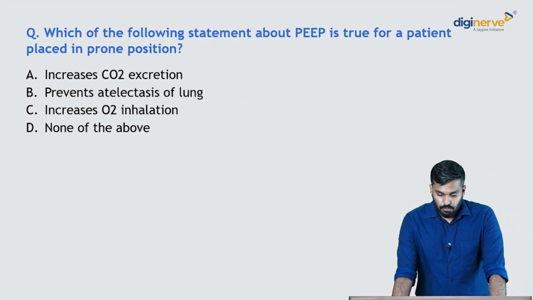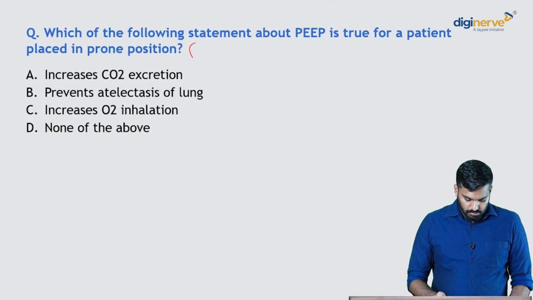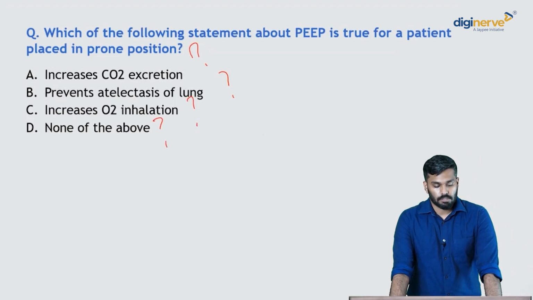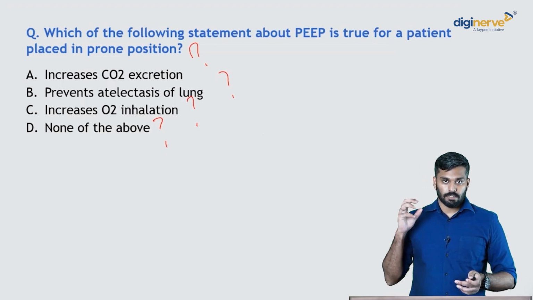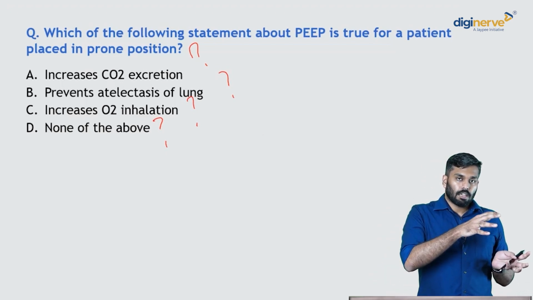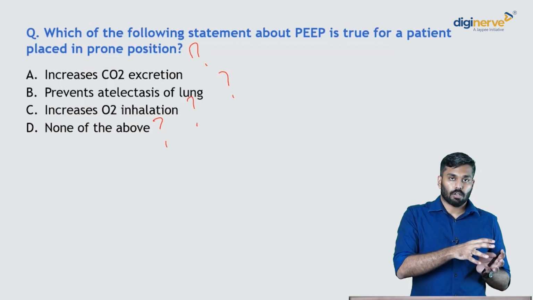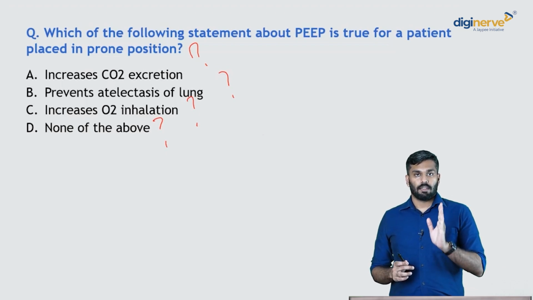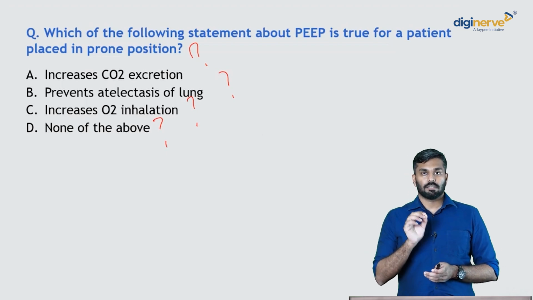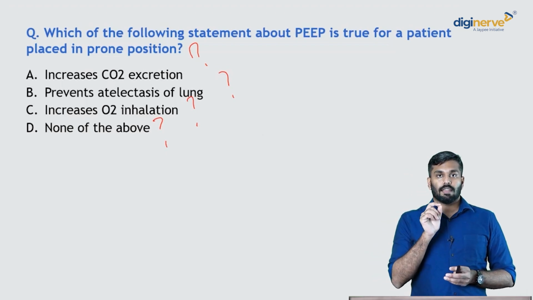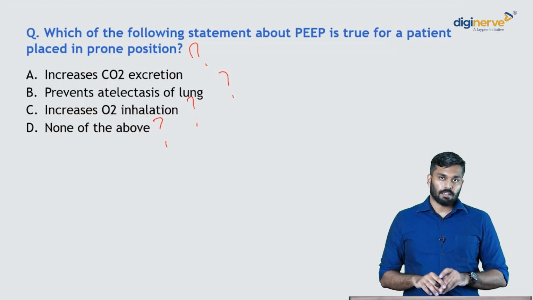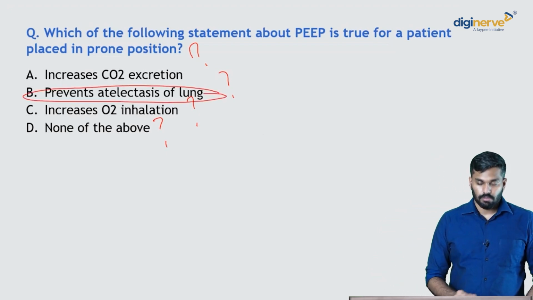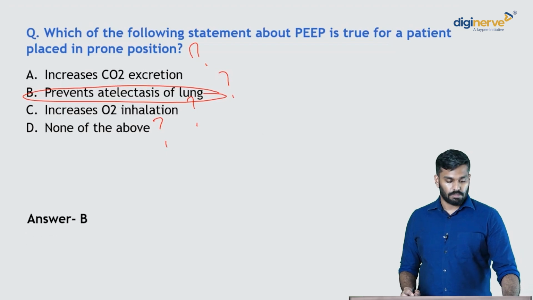Which of the following statements about PEEP is true for patients placed in prone position? Increases CO2 excretion, prevents atelectasis of the lung, increases O2 inhalation, none of the above. So basically you need to understand what PEEP is. It's positive end expiratory pressure. You are ventilating the lung, air is going in, inflating the alveoli, and during expiration the alveoli collapse and air is pushed out. PEEP, as the name suggests, positive end expiratory pressure, is the pressure that is kept to make sure that the alveoli do not collapse during expiration, and the main function of having PEEP is to prevent atelectasis of the lung. Yes, B is the correct answer.